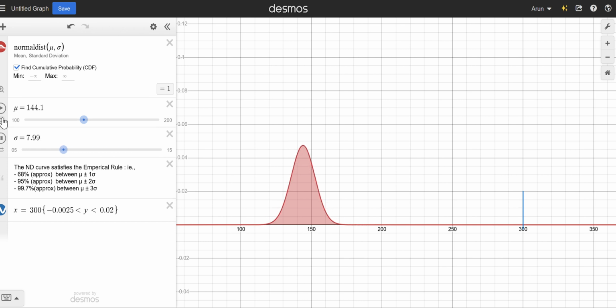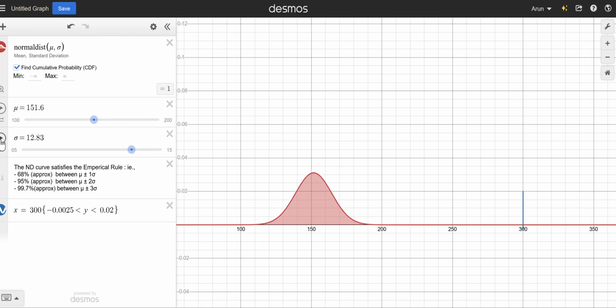Just to make the animation a little more interesting, we'll run both the sliders. Now for every possible combination of mu and sigma between the limits that I have set up, you will notice that the normal distribution keeps fluctuating in its configuration. Let me stop it here.